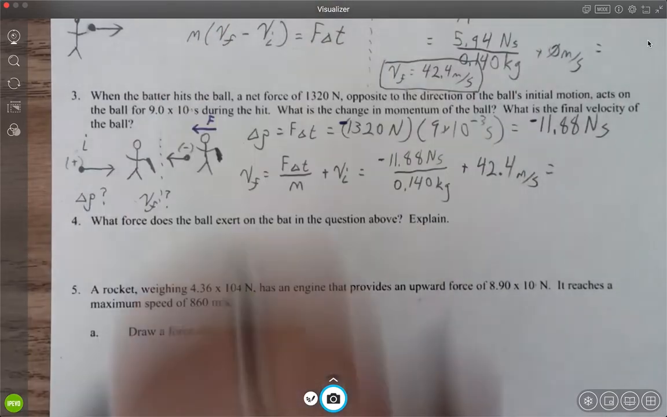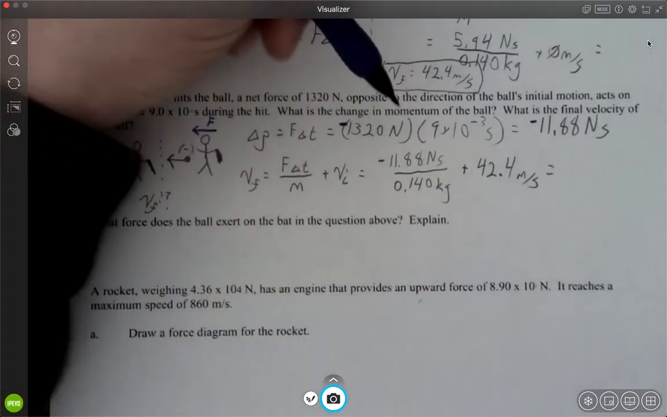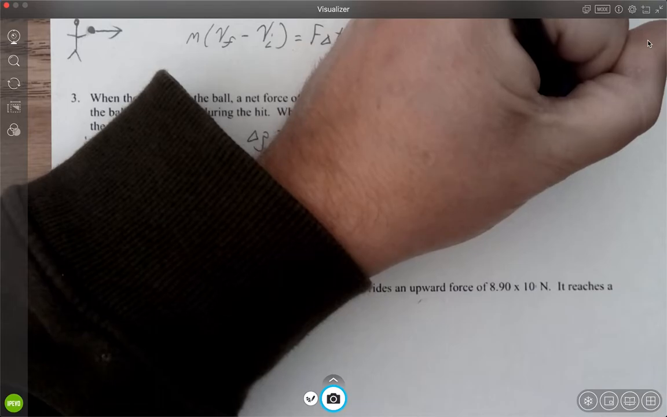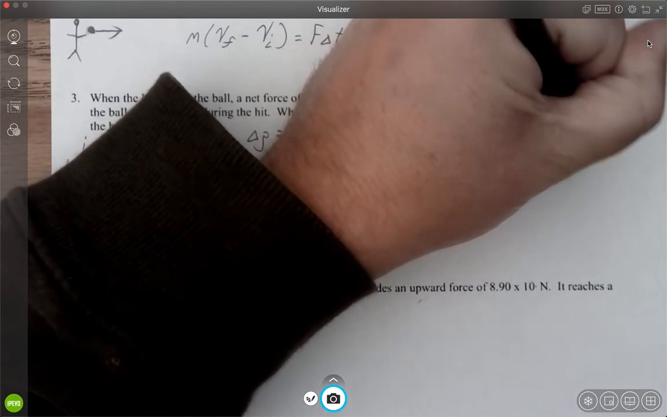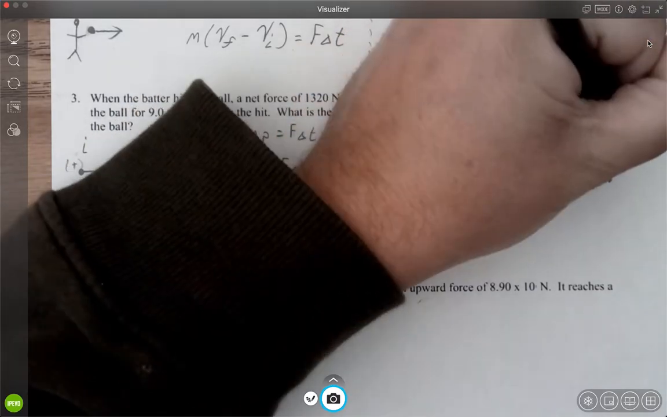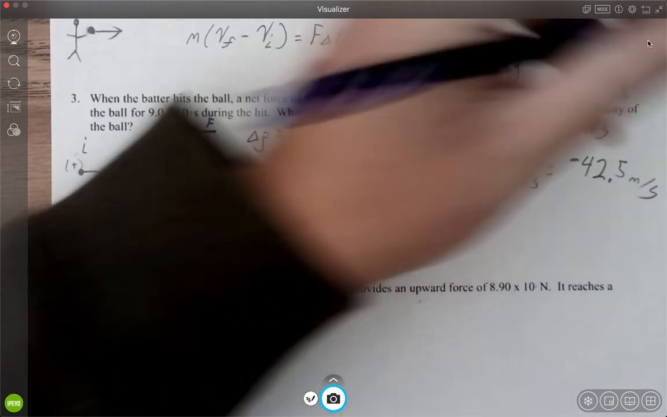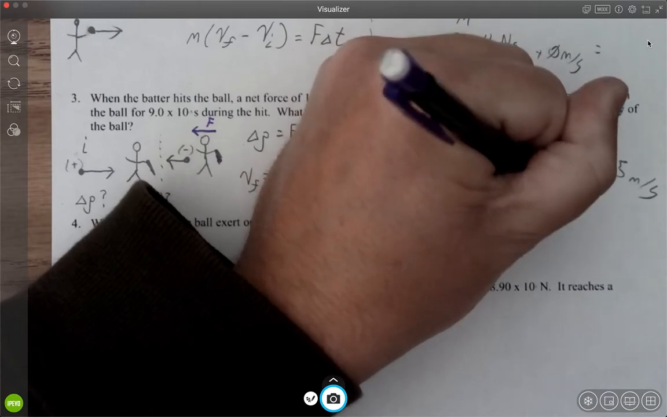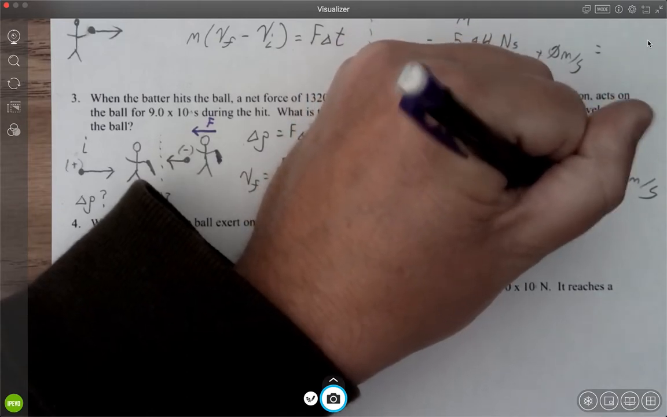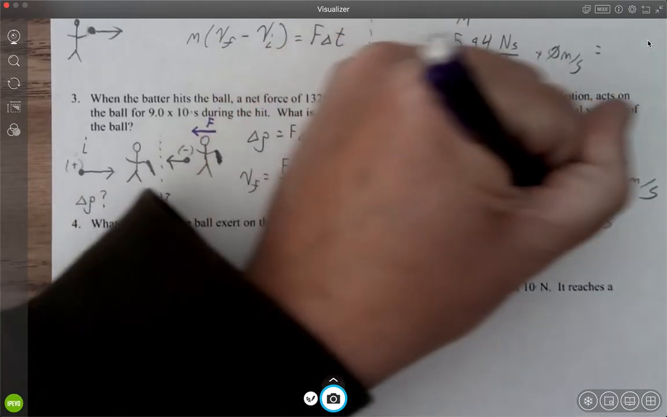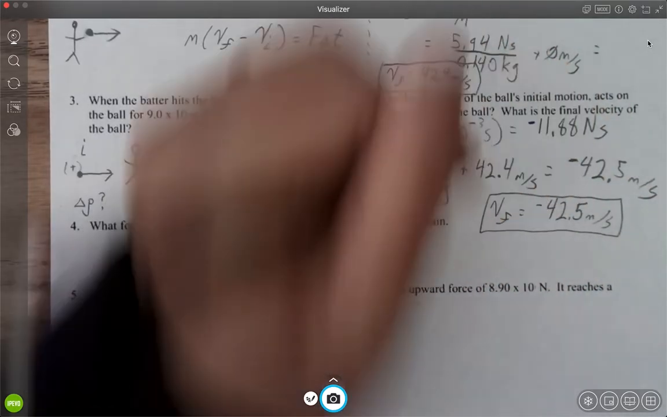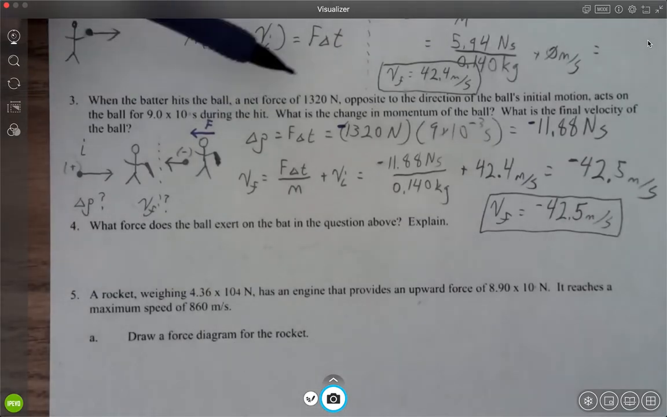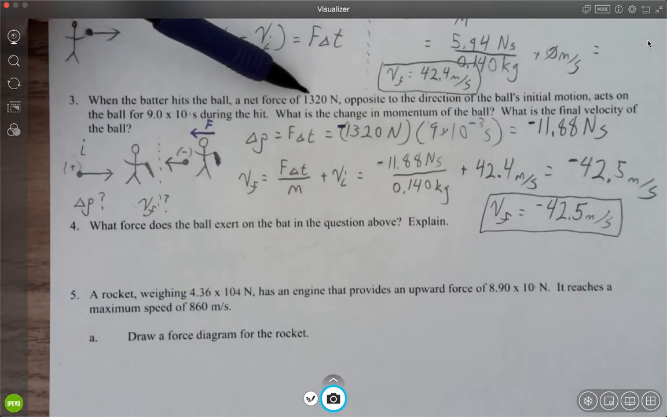So you're going to take these values and add them up. You have a big negative of 82 or 84 point something, and what we're going to get is a negative 42.5 meters per second. So this would be the final velocity that the baseball would be traveling with after the baseball bat hit the ball.